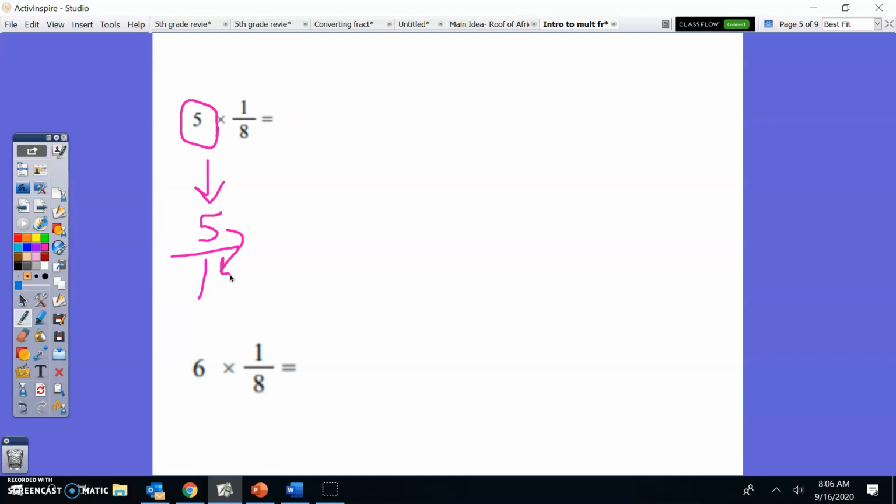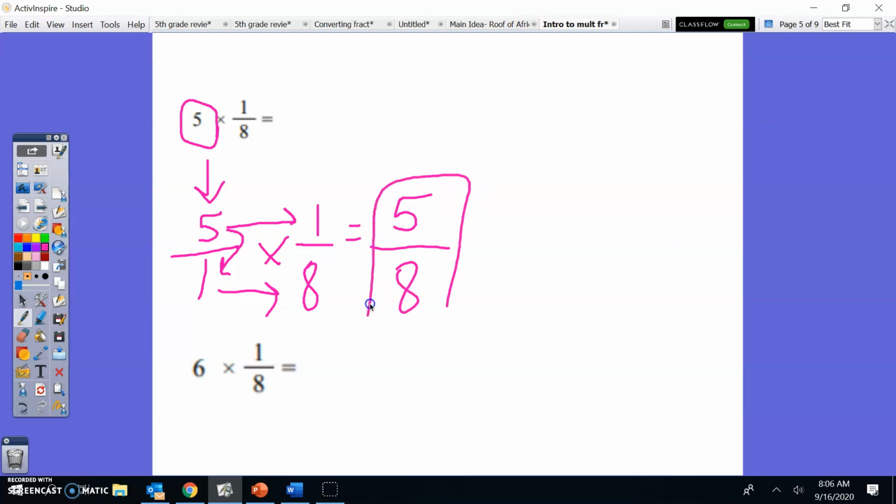So I'm going to change that into a fraction. I'm going to multiply by 1/8, and I'm going to do it straight across. 5 times 1 is 5. 8 times 1 is 8. And it gives us our final answer as 5/8. Same thing for this next question. How about you pause the video and try that one on your own. Make sure you simplify and then circle your answer, and then you can resume the video and double check your work.